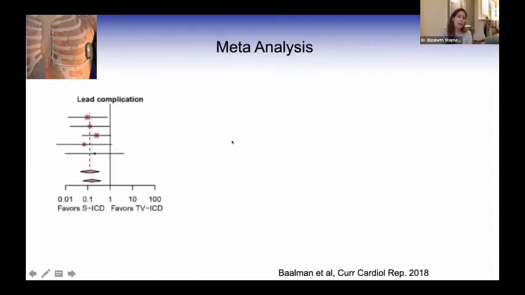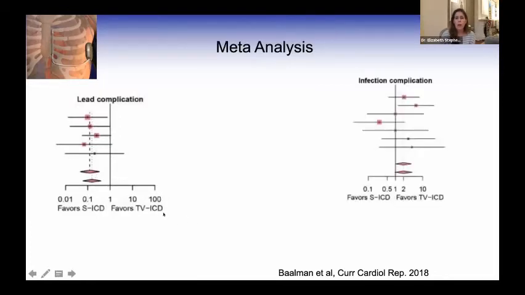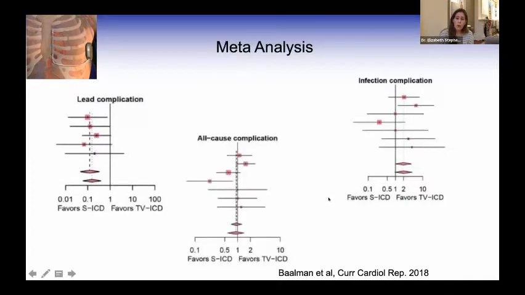There was a great meta-analysis that looked at all of the small early sub-Q ICD studies that came out in 2018. And not surprisingly, they found that the lead complications were significantly lower in the sub-Q ICD population. However, interestingly, infectious complications were significantly higher in the transvenous ICD. And this probably has to do with a higher rate of dehiscence and erosion that are seen with the very large generator. And overall, for all-cause complications, there was no significant difference in these populations.